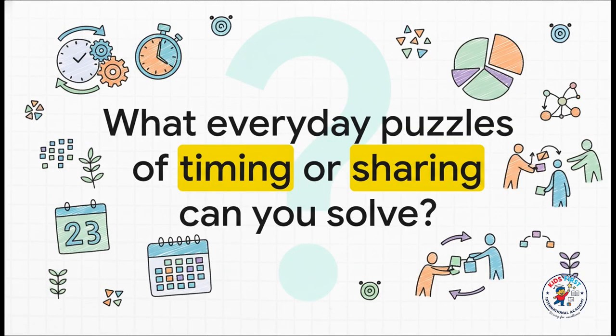And that really brings us to the end. The next time you see something that's growing fast or repeating or needs to be shared equally, you'll actually have the secret language to understand it. So the only question left is, what everyday puzzle will you solve first?